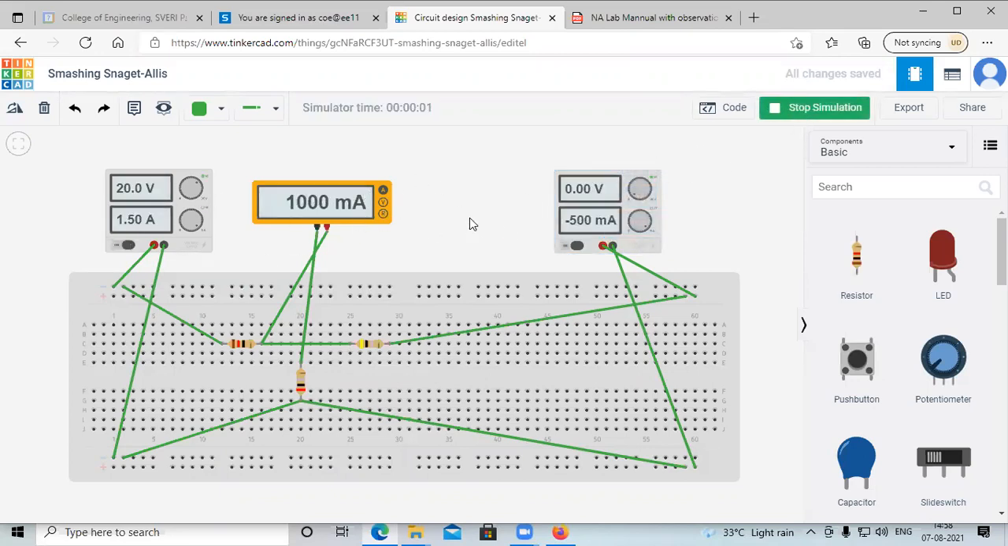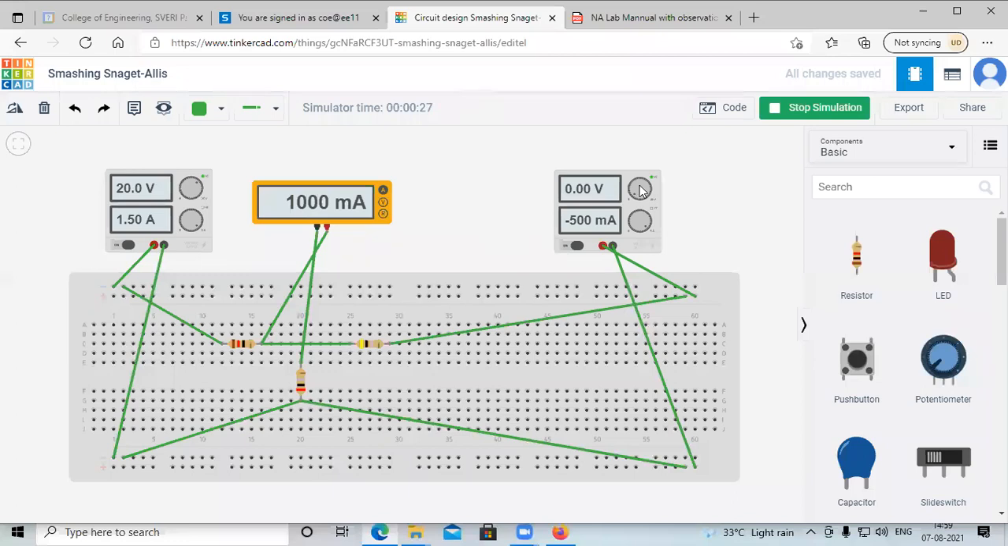What is the value of current? Current flowing through the 2 ohm resistor. What is the value? 1000 milliampere. So our answer, what was our answer? 1000 milliampere is nothing but 1 ampere. So our theoretical answer is also similar, that is 1 ampere.